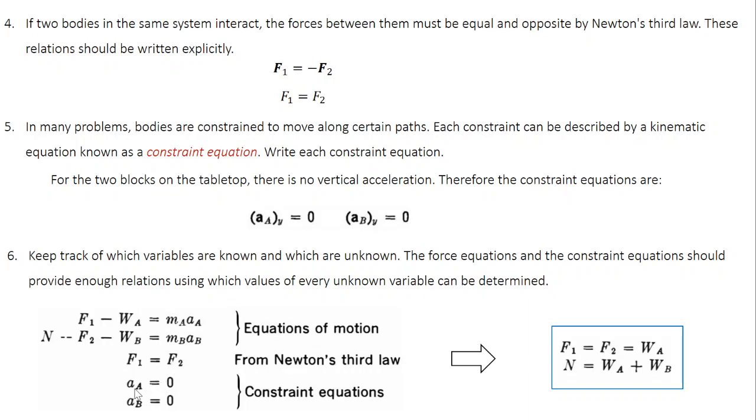For example, we know that aA equal to 0. So in the first equation, right hand side becomes 0, which means F1 equal to WA. From third equation, I know that F1 equal to F2. So I can conclude F1 equal to F2 equal to WA. Similarly, in the second equation, aB equal to 0, right hand side is 0. So N equal to WA plus WB because F2 equal to WA. So you can solve them very easily. So these are the 6 basic steps involved in the application of Newton's law.